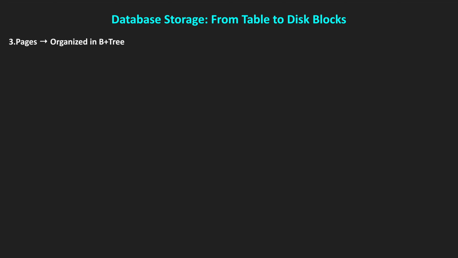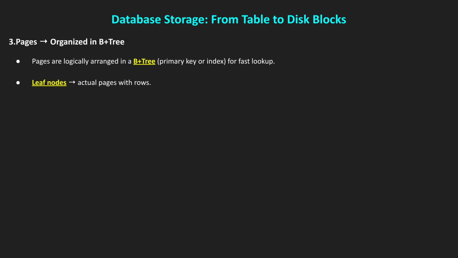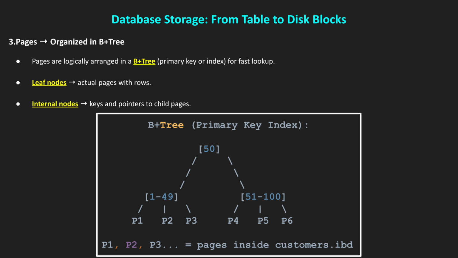For that, the B-tree data structure is used. Let's take a look step by step. The pages are logically arranged in the B-tree data structure for fast lookup. Leaf nodes are the actual pages with the rows, and the internal nodes are keys and pointers to the child pages. For our case, let's say we have 100 entries, and for those 100 entries, the way they are organized in the B-tree is as follows.